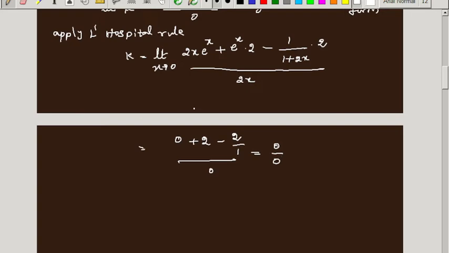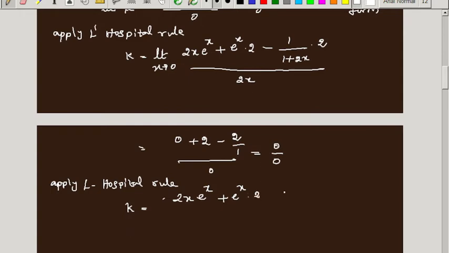So once again we must apply L'Hospital rule. It is nothing but differentiating this one once again. So 2x into e power x is e power x plus e power x into 2x differentiation is 2.